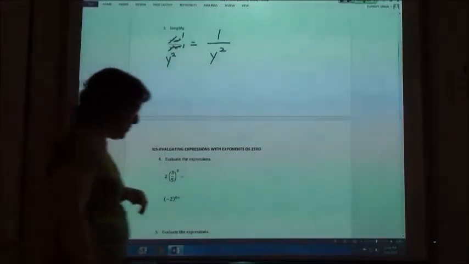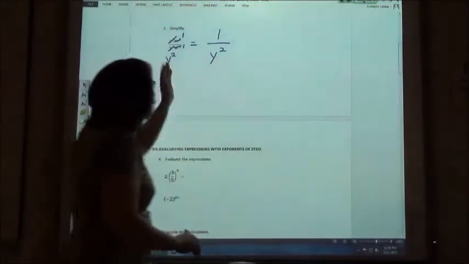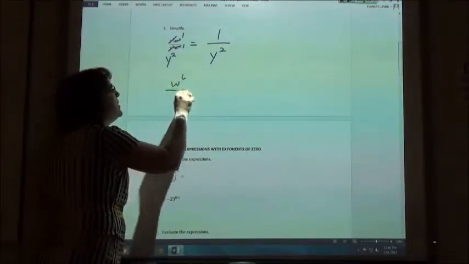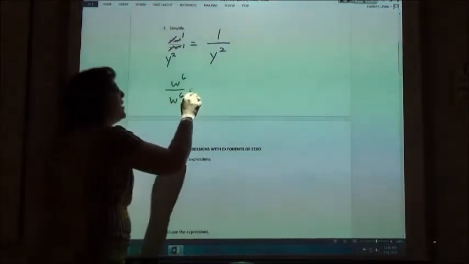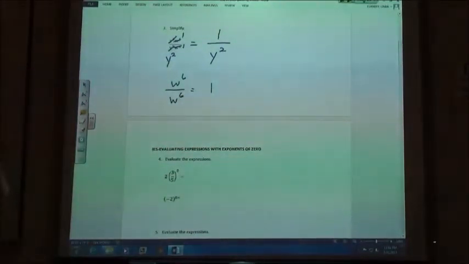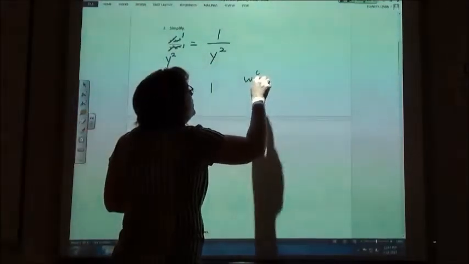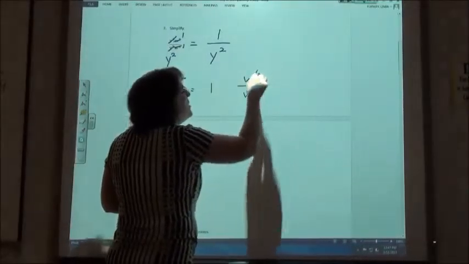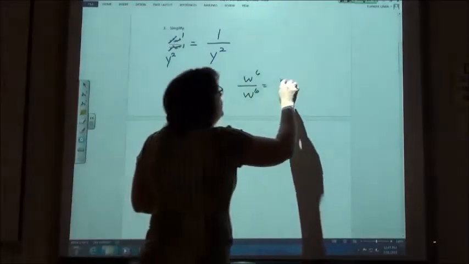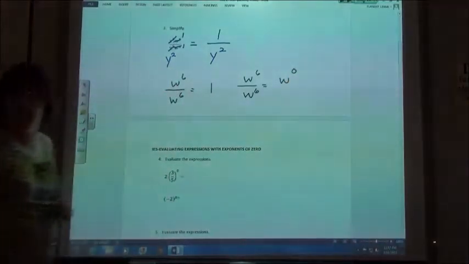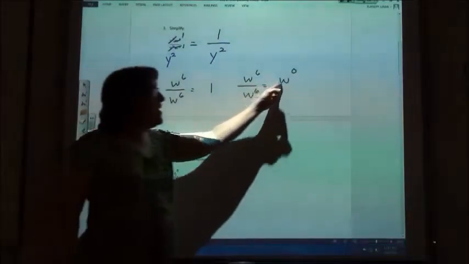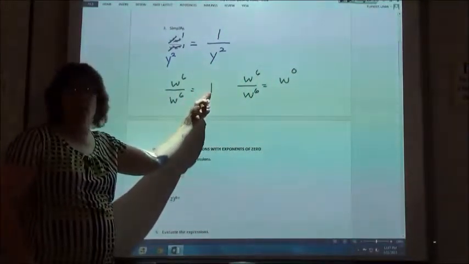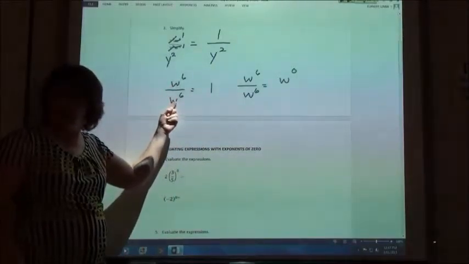Which is going to lead me into my next rule. If I just think about what we just did with the w to the sixth, w to the sixth divided by w to the sixth we know is equal to 1 because anything divided by itself is 1. But if we follow our rule, if we do w to the sixth divided by w to the sixth, we subtract those exponents. And when you do 6 minus 6, you get 0. So, by definition, anything to the 0 power is really equal to 1 because it means you divided something by itself.